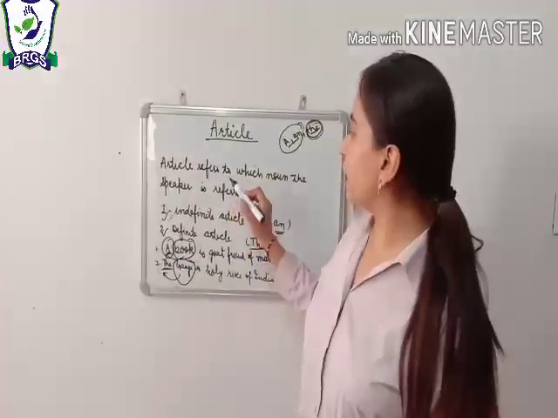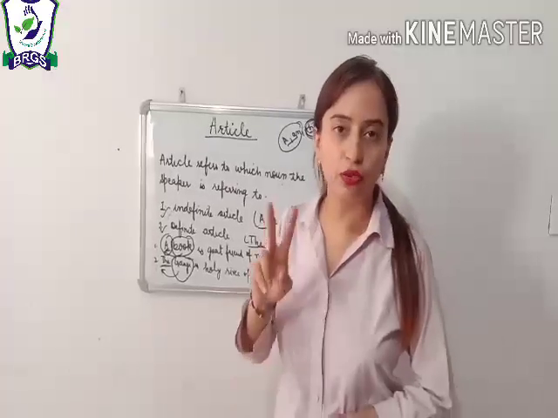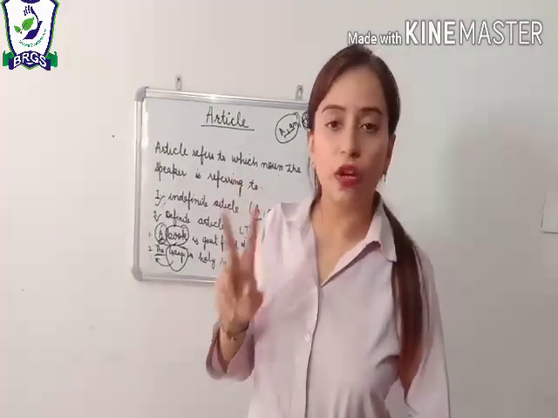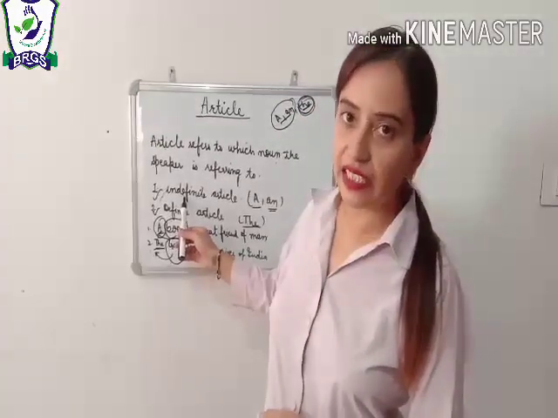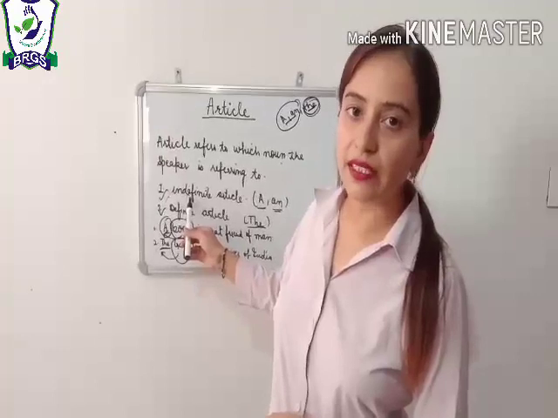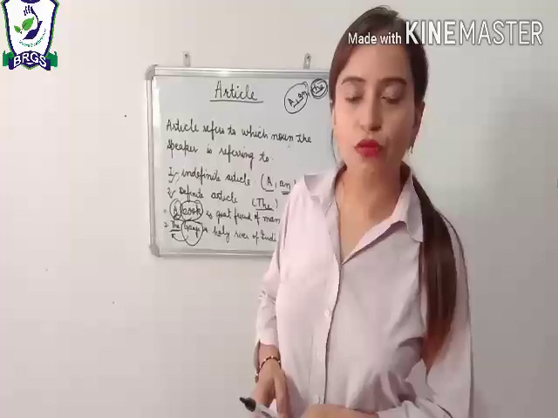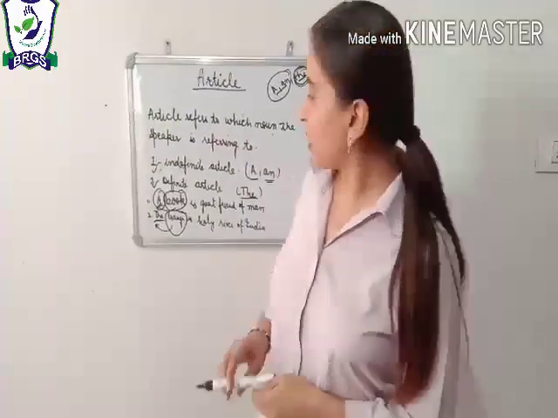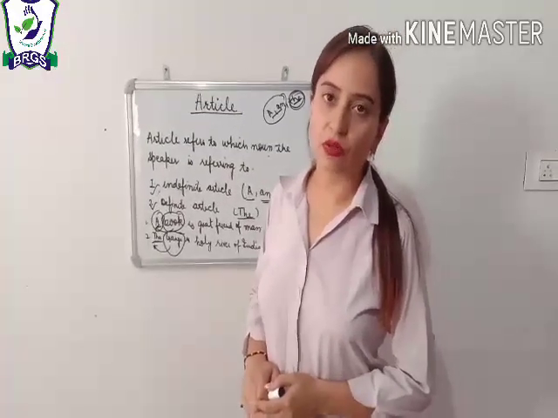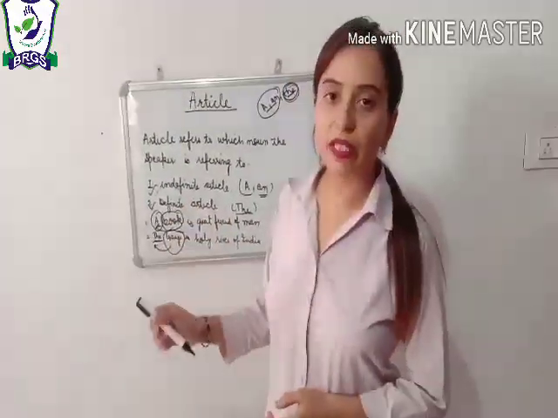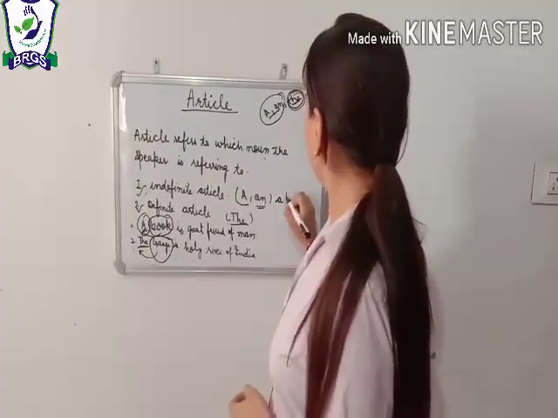Once again we come to the definition. Article refers to which noun the speaker is referring to. I told you there were 2 types of noun. Which ones? Common and proper. So indefinite articles are used when the noun is common, and definite articles are used when the noun is proper. And indefinite article is used with the countable singular noun. For example, a pen.